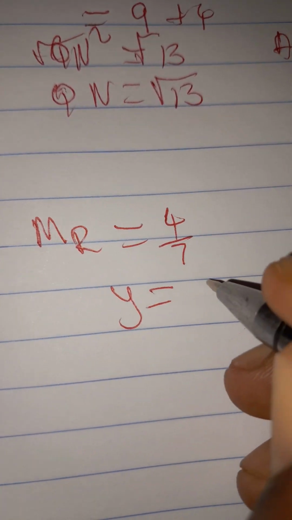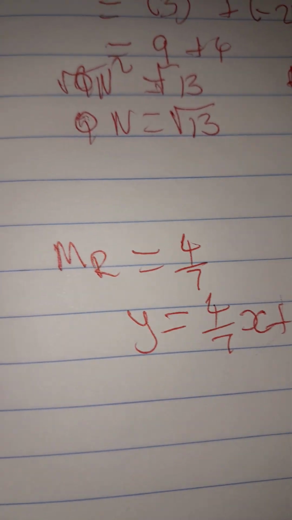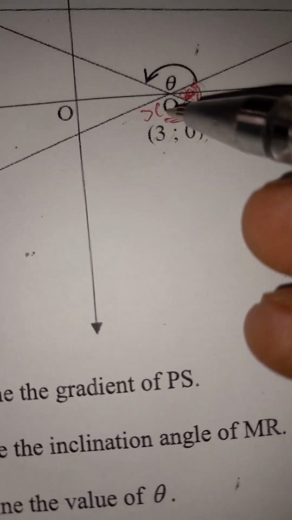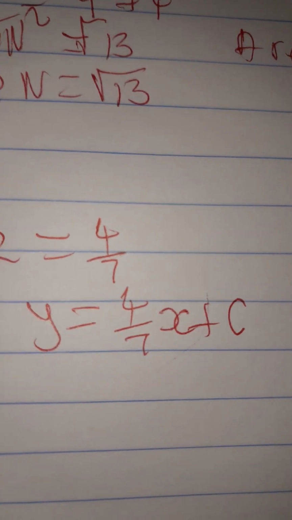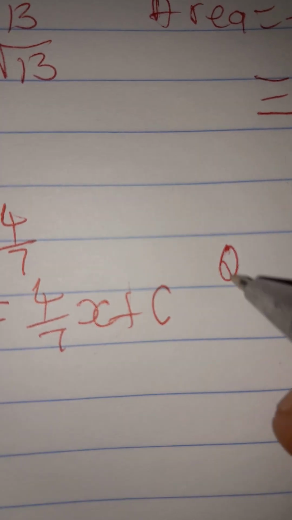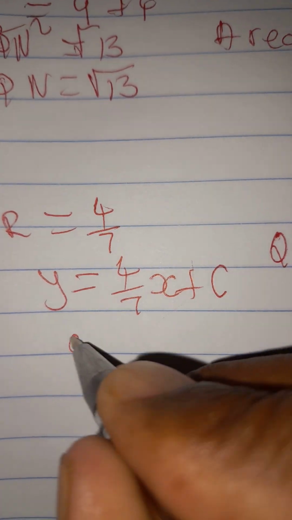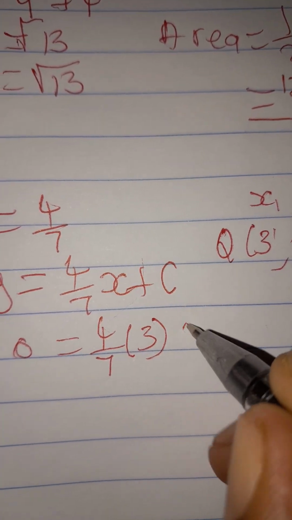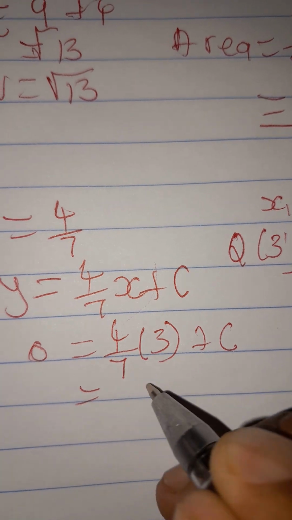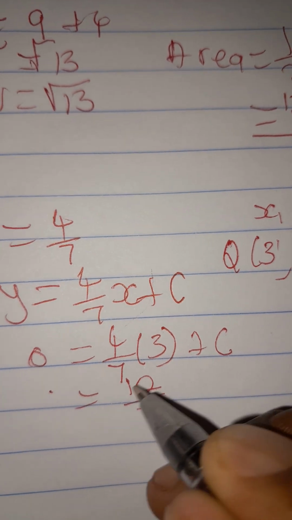So in other words, if you put this in a straight line, it will be 4 over 7 x plus c. So we can use Q as the coordinate there since it's in MR. So we can use Q to find c so that we're able to calculate the y-intercept. So Q, it's 3 and 0 there, because this is x1 and this is y1. Let's place our y there, which is 0. Let's place our x, which is 3, plus c. So 4 times 3, that will be 12. So it's going to be 12 all over 7.